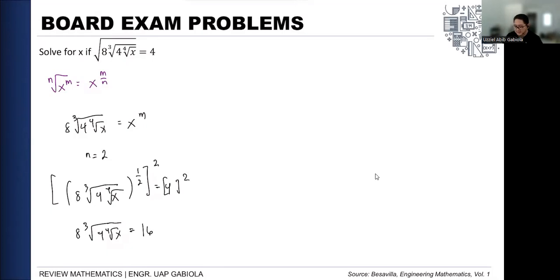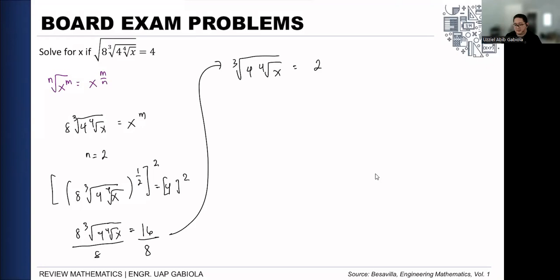Then, ito si 8 is coefficient siya. So, pwede natin i-divide both side. Mangyayari ngayon will be cube root of 4 fourth root of x is equals to 2. Okay? Same ulit na gagawin natin. Change to exponent yung radical sign. So, meron tayong 4 fourth root of x. That will be 1/3 is equals to 2. Then, raise natin both side by 3 para ma-eliminate o maging equal to 1.